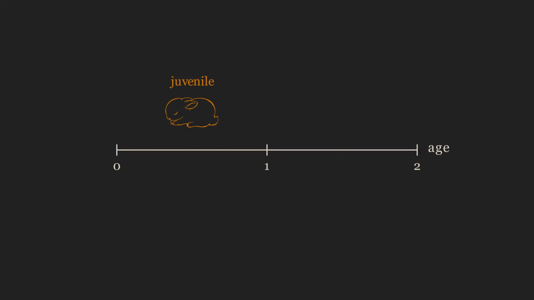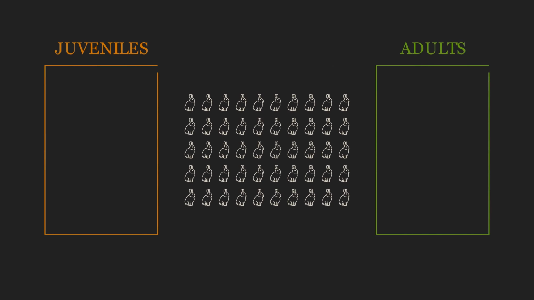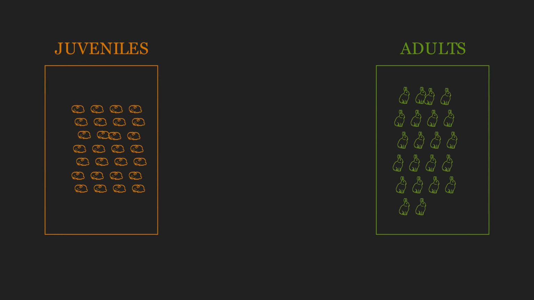Let's go back to our 50 rabbits. Now we know that we're missing information to figure out what happens to this population over time. So let's take a closer look. And it turns out that this rabbit species lives only 2 years. During the first it is a juvenile that doesn't reproduce, and during the second year it does. So there are only 2 kinds of rabbits that behave differently.